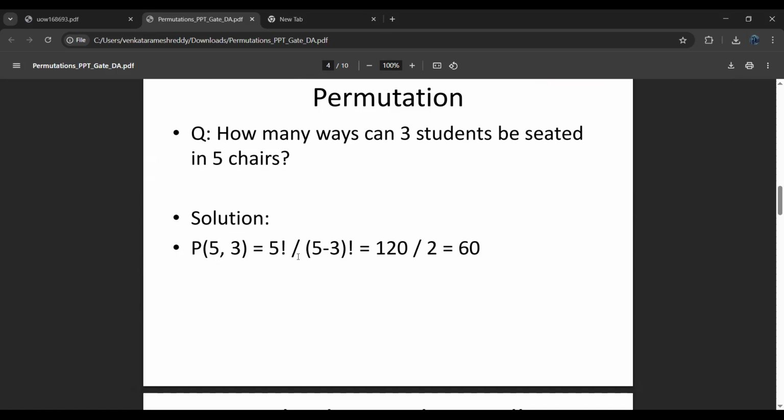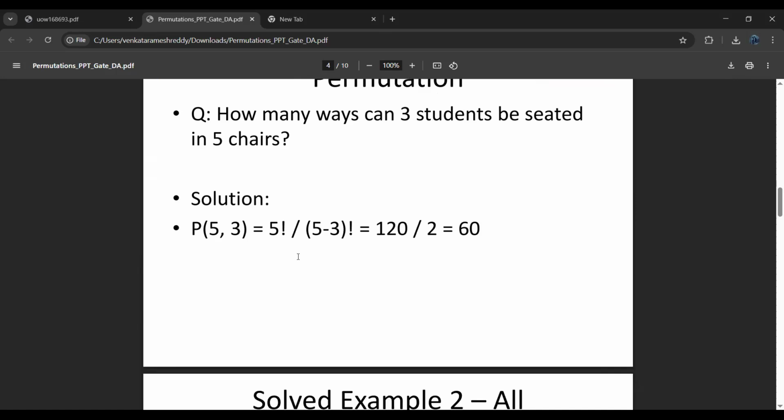It means out of 5 chairs we are using only 3 arrangements. That's why we got 5P3 ways. So 5P3 means 5 into 4 into 3, that equals 60. In 60 ways 3 students can be seated in 5 chairs. So just generalize, take a diagram and get it. So you can easily solve.